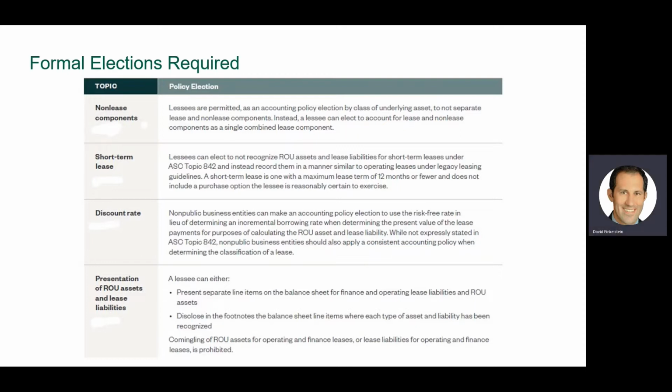There's also a formal policy election required as it relates to the presentation of right-of-use assets and lease liabilities. As a lessee, you can either present the line items on the balance sheet for finance and operating lease liabilities and right-of-use assets, or you can disclose in the footnotes the balance sheet line items where each type of asset and liability has been recognized. So you would either do it on the balance sheet or in a footnote, but you do need to separate out your finance and operating lease liabilities and related assets. The commingling of right-of-use assets or lease liabilities for operating and finance leases is prohibited. Again, you would have to disclose it.